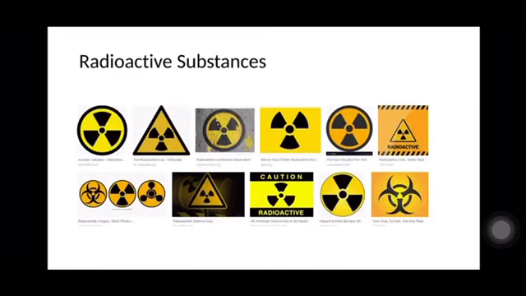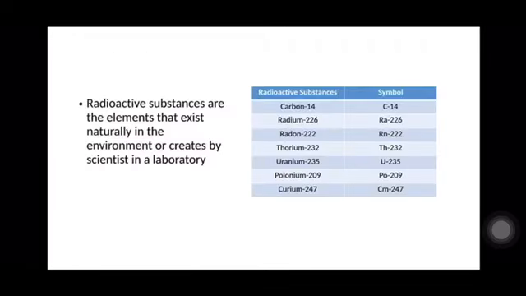And what is radioactive substances? So radioactive substances can be considered the element yang mana dia exist naturally in the environment ataupun created by scientists in laboratory. Dalam periodic table, so we do have a few examples of the radioactive substances. Bukan semua yang dalam periodic table kita tu, yang elemen-elemen tersebut adalah radioaktif. So these are the examples of the radioactive substances. Seperti apa? Carbon-14, radium-226, radium-222, thorium-232. So kalau kamu tengok, mostly elemen-elemen yang radioaktif ni adalah heavy element. Okay, heavy substances yang dalam periodic table.